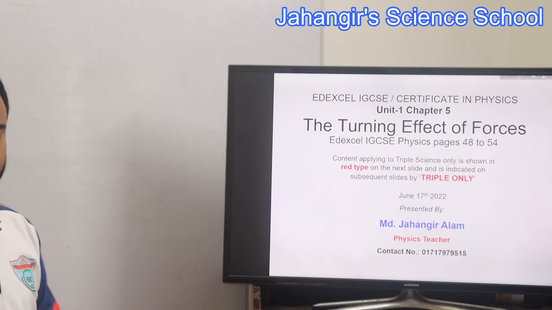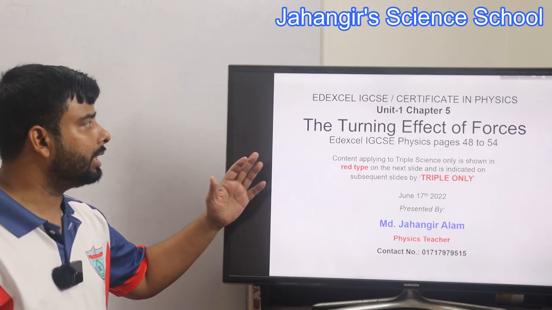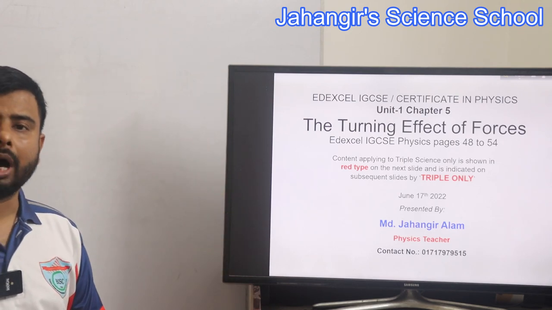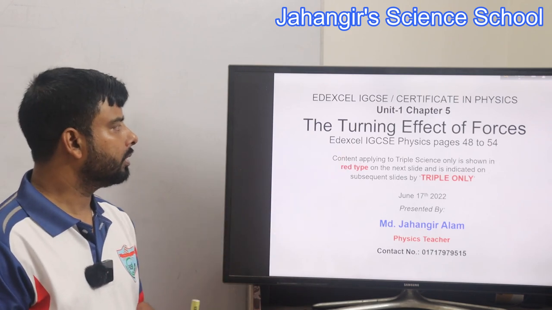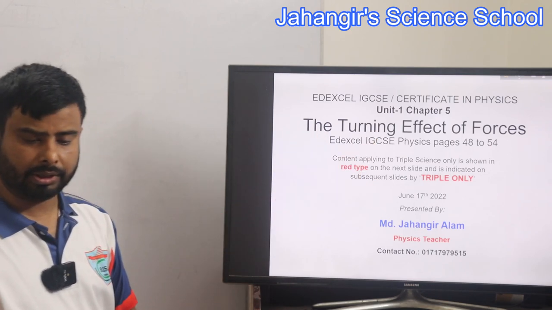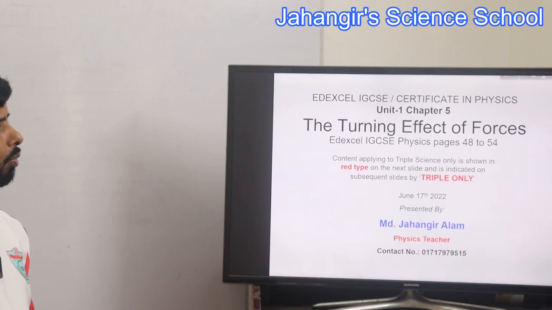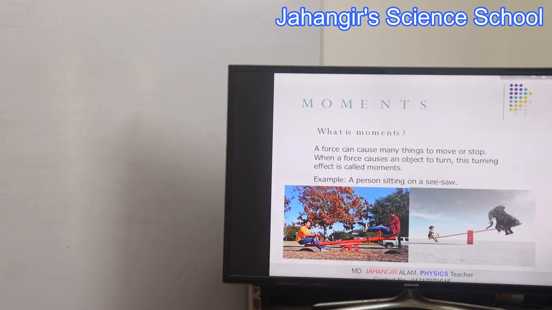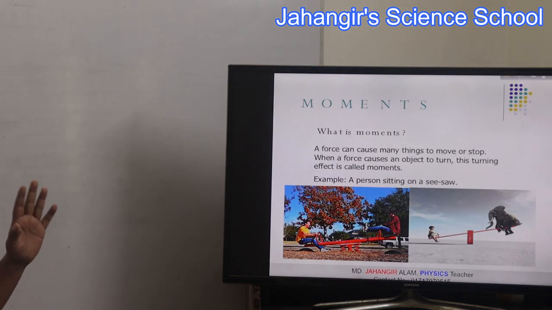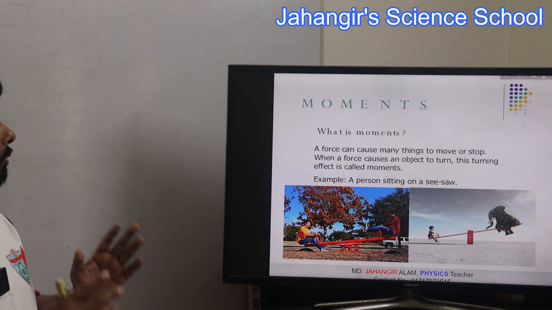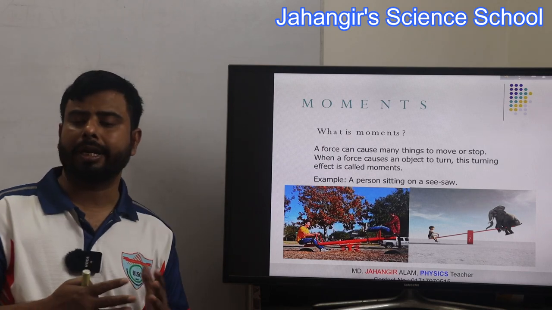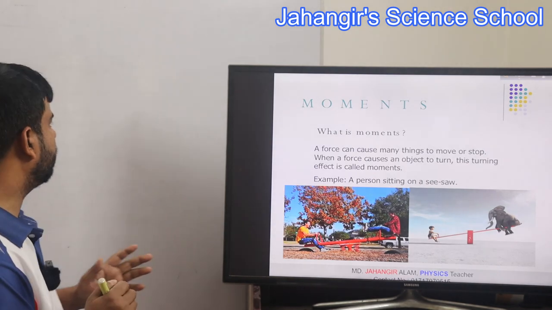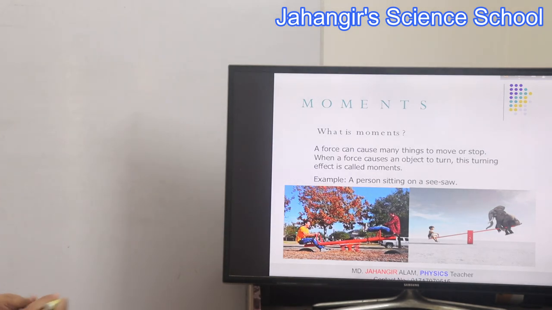Today I am going to discuss Edexcel IGCSE Certificate in Physics, Unit 1, Chapter 5, The Turning Effect of Forces. So, what is turning effect of force? When we apply a force on an object and the force produces a rotation tendency about a pivot or axis, then that force is known as turning effect of force.